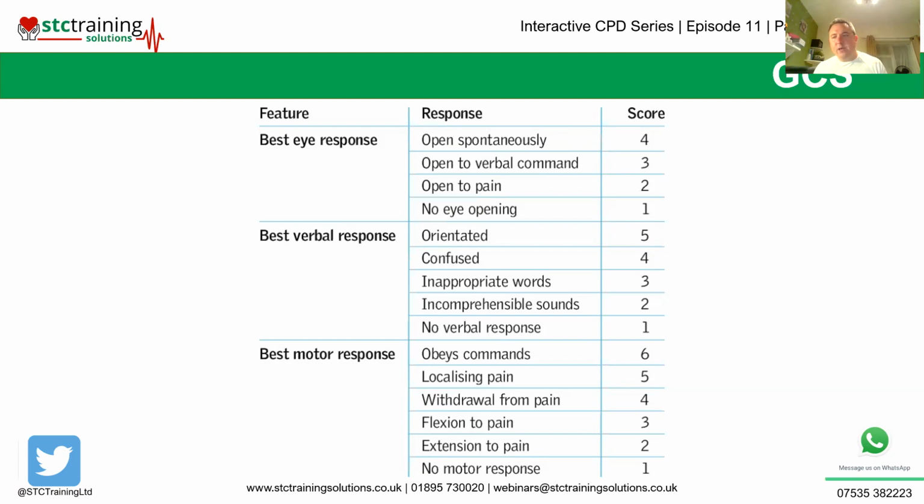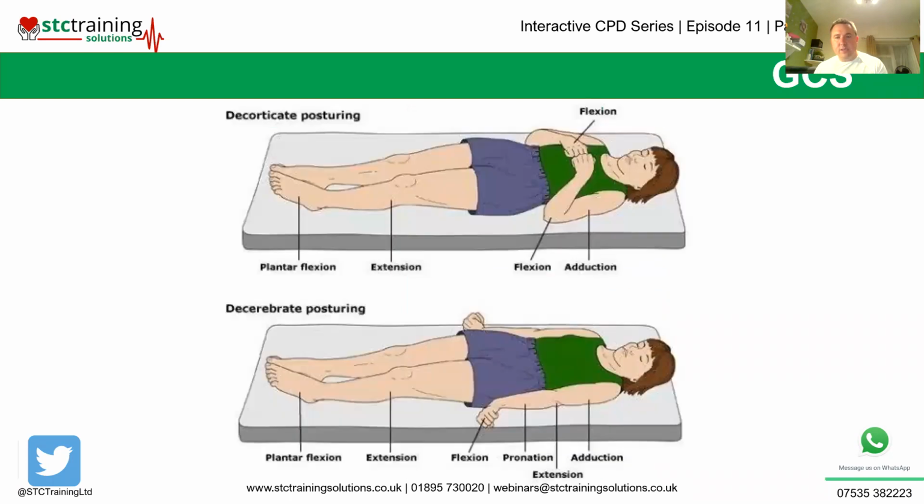Flexion and extension to pain, I'm going to show you on the next slide. In fact, I'll do it now. So flexion is the bending into the core, extension is the bending away. It's also known as decorticate and decerebrate posturing, as you can see on the slides there. So a good slide, this one. This is a very ominous sign. So in the context of a head injury, not something you want to see.